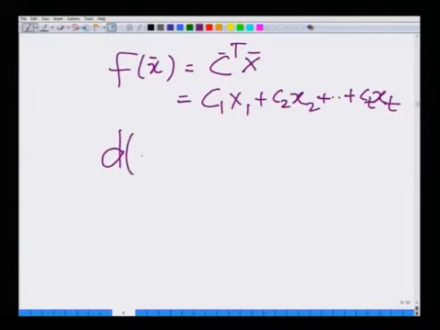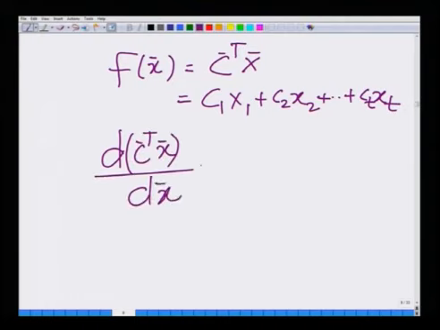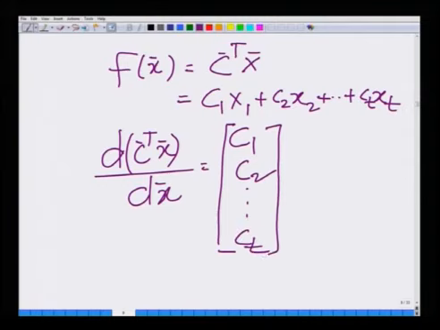Now, the derivative of c bar transpose x bar with respect to x bar, you can see from this expression, is nothing but the derivative of c1 x1 plus c2 x2 plus so on up to ct xt with respect to x1, that is c1, with respect to x2, that is c2, with respect to xt, that is ct. Hence, this is nothing but c bar. In fact, c bar transpose x is also equal to x bar transpose c. Hence, the derivative of both c bar transpose x bar and x bar transpose c bar with respect to x bar is c bar.